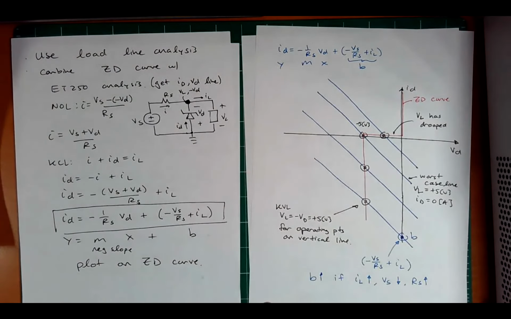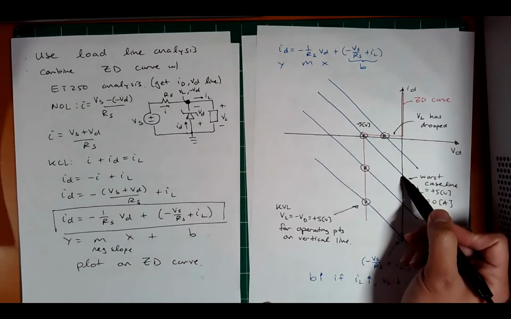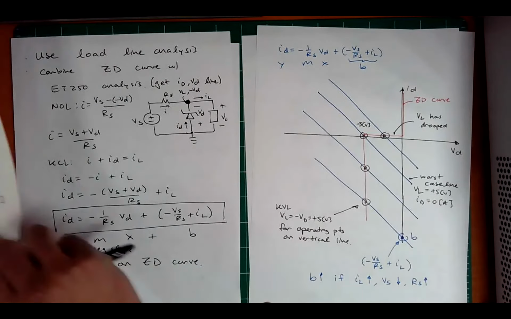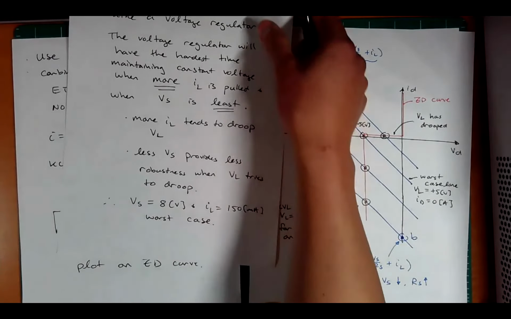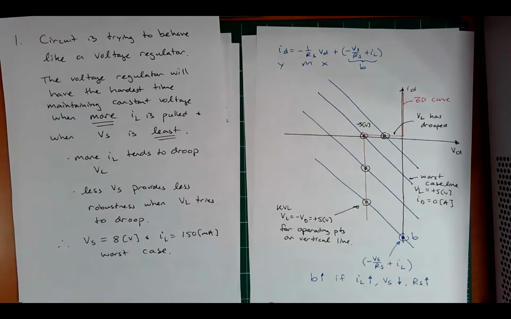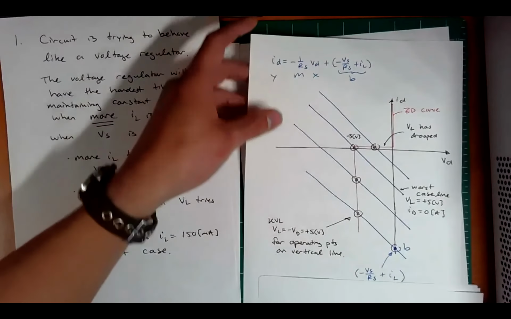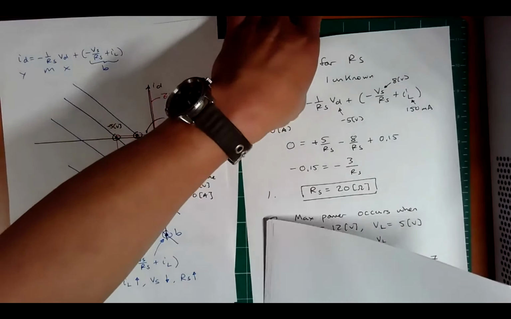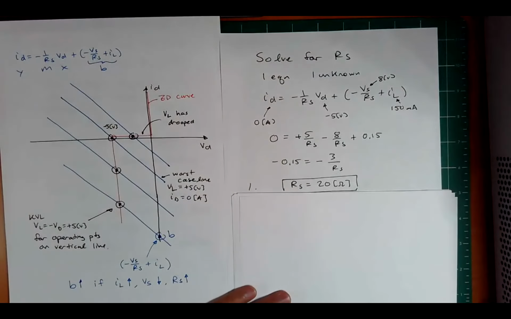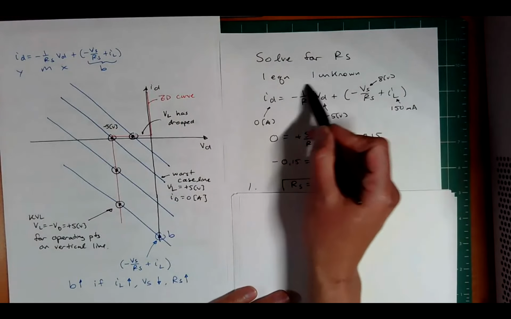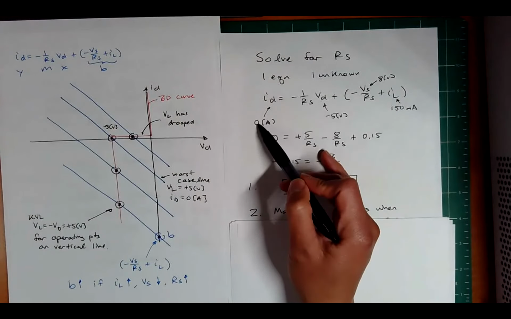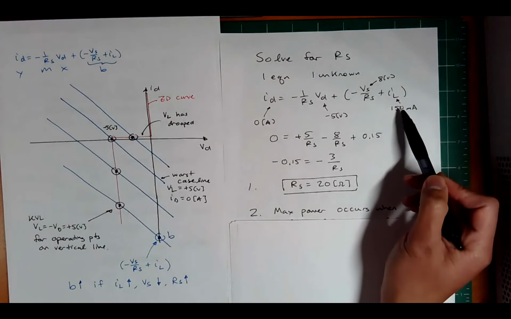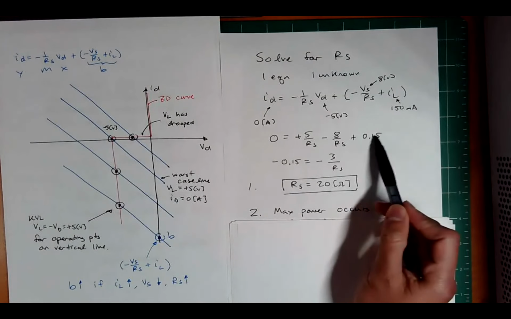Okay, so with this in mind, we have the worst case scenario with I_D as 0, V_L is 5 volts. We have V_S as 8 volts and I_L as 150 milliamps. This is kind of our worst case situation. Let's calculate what R_S is going to be to operate here, right? And so what's nice is we have one equation, one unknown from that nodal Ohm's law KCL equation. Okay, I_D is 0. V_D is now negative 5. Good. V_S is 8 volts, and this is 150 milliamps. And now it's just one equation, one unknown.